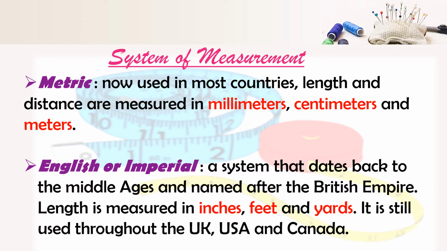So remember the two systems of measurement. The first one is the metric, which uses millimeters, centimeters, and meters. The second one is the English or Imperial, which uses inches, feet, and yards.